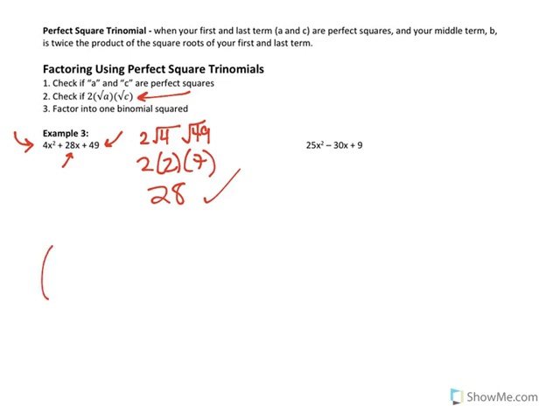The way that you factor this is you do one bracket, you square it. You take the square root of the first thing, so 2x, the sign from the middle, and the square root of the last term, and then you're done.